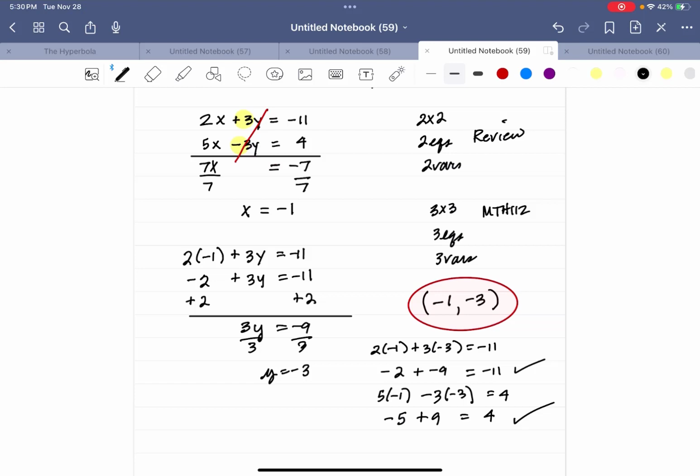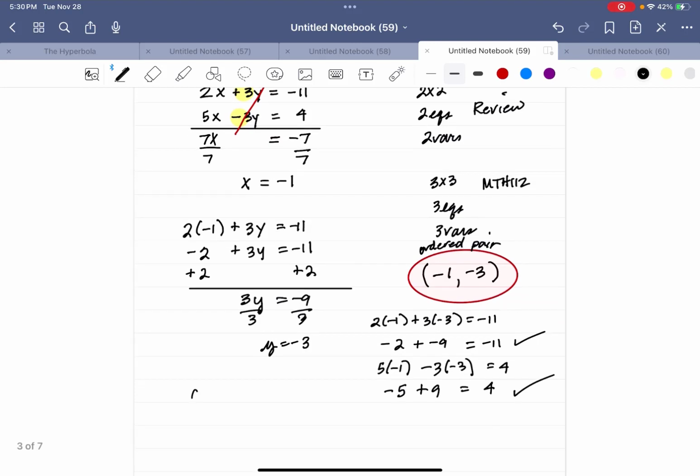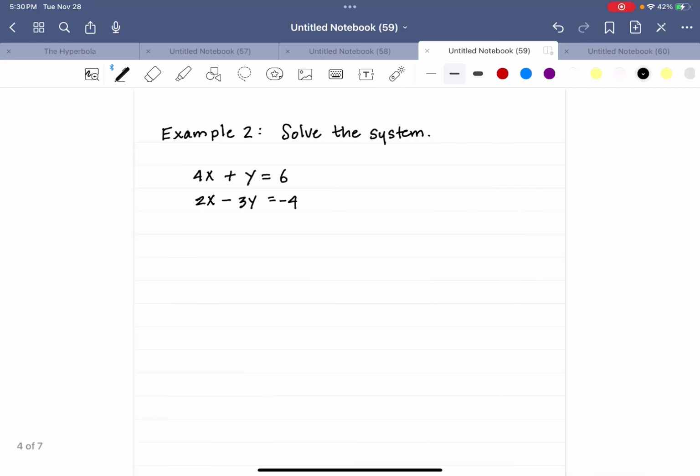And then we always write an ordered pair, of course, x, y. And if they give you different variables, which sometimes they do, a, b, they may use a and b, or W and Z, just put them in alphabetical order when you put them in the ordered pair. All right, here's another one.